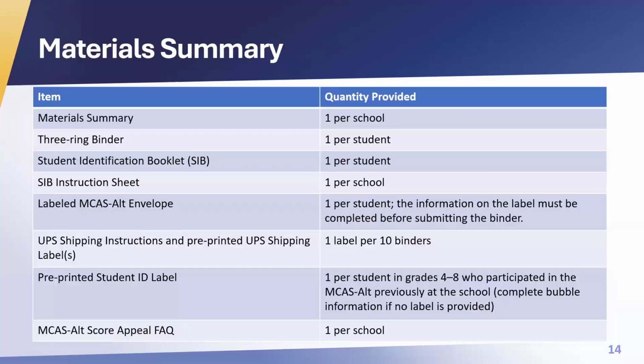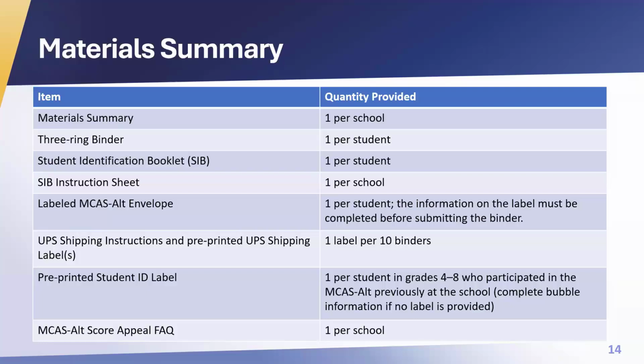The material summary sheet is outlined right here for you. Each school should get 1 material summary per school, and a 3-ring binder, one per student. So each student taking the ALT should have a binder. If you have 5 students taking the ALT, you'll have 5 binders, 5 student identification booklets, and a SIB sheet, the student identification booklet instruction sheet, one per school. That's only 1 per school.